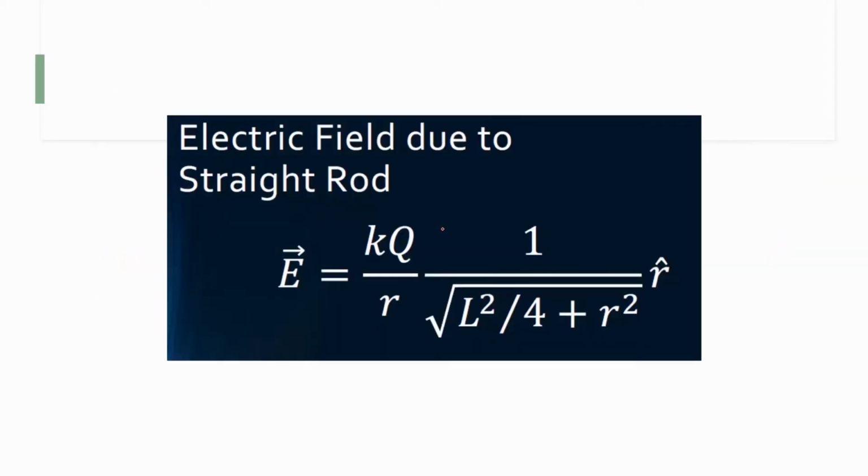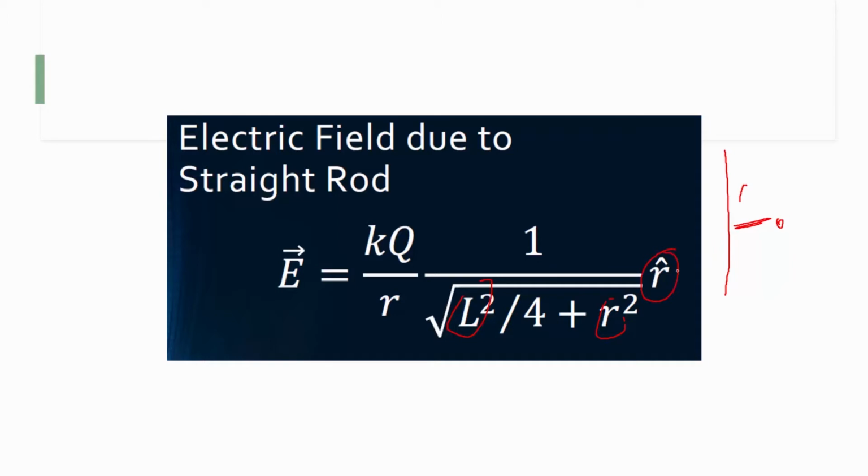Next, electric field due to a straight rod. So, formula lang to. So, if may tanong, memorize nyo lang talaga siya. And mag-practice na kayo mag-plug in ng values. So, kQ over r times the quantity 1 over the square root of L squared over 4 plus r squared. L, capital L, that's actually the length of the rod, and r is the distance of the test charge. This is r. Yan yung distance between the test charge and the straight rod.